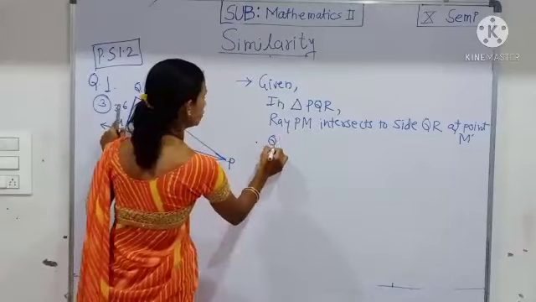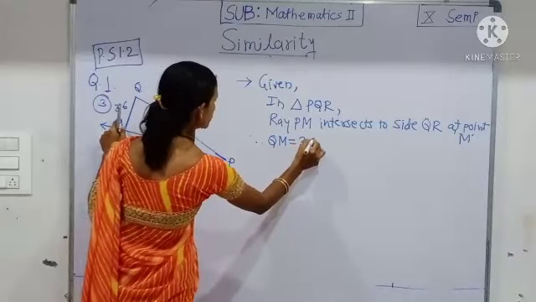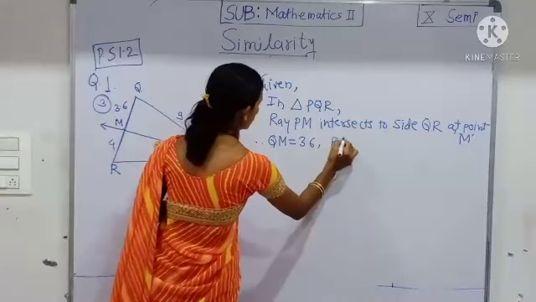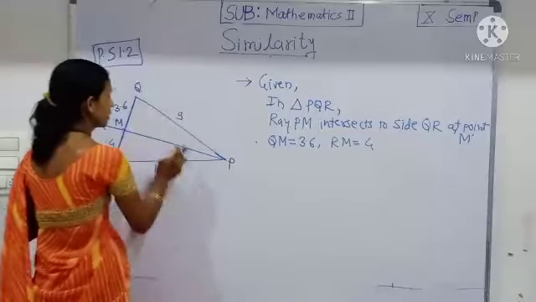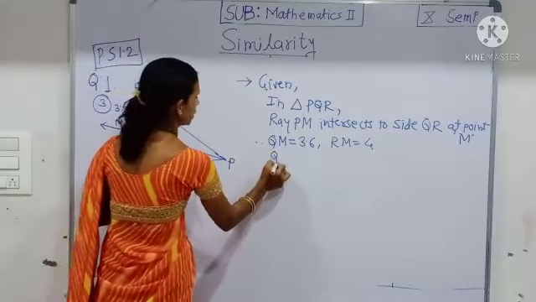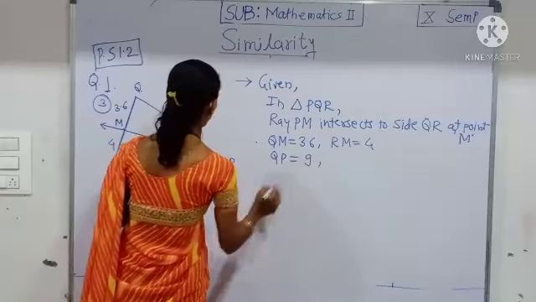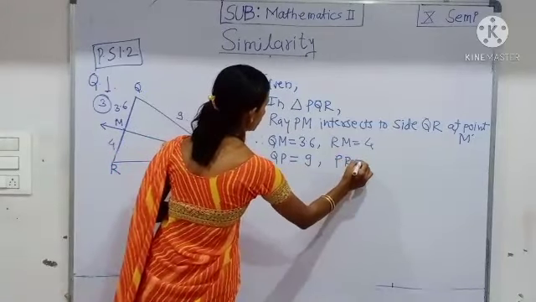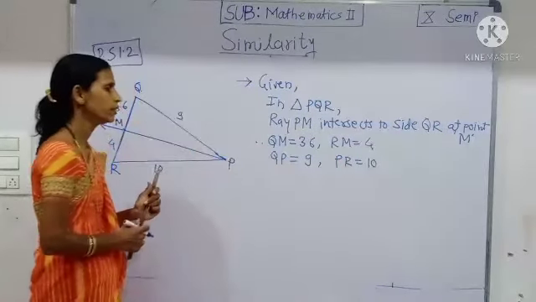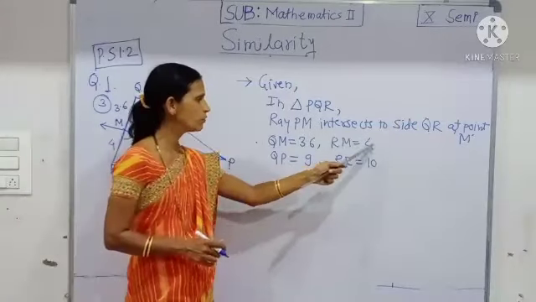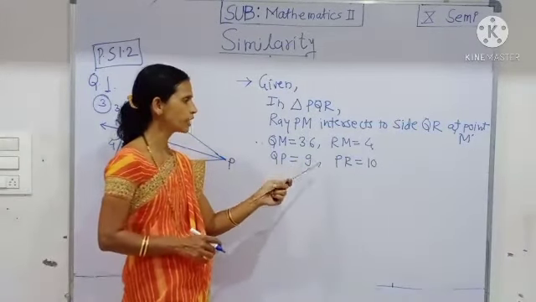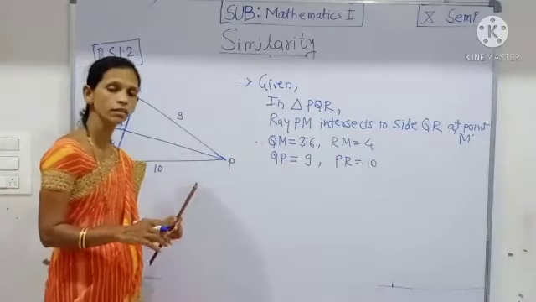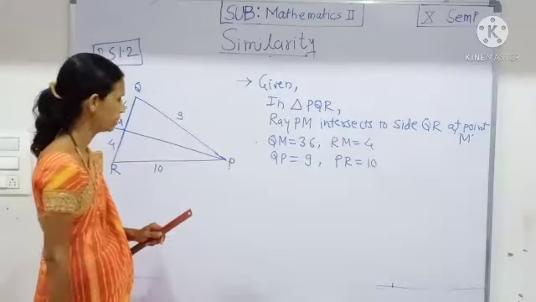Therefore, QM is given here, that is 3.6. RM is 4 units. QP is given here, that is 9. And PR is given here, that is 10 units. Then, using these values of a few line segments, we use the angle bisector theorem and the converse of the angle bisector theorem.